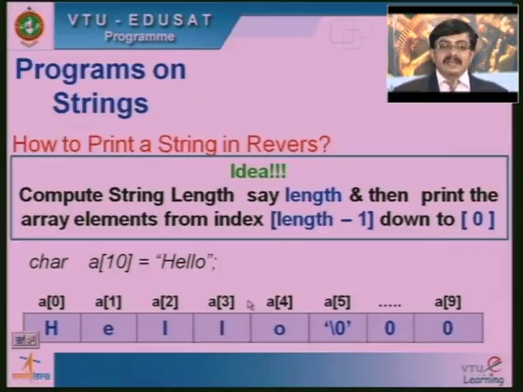Then I decrement the I value; when it becomes 3, I print L. Then again I decrement; when it becomes 2, I print L. Again I decrement; when it is 1, I print E. Again I decrement; when it becomes 0, I print H. When I decrement further, it becomes minus 1. So what we are supposed to do here? Print the characters from the index length minus 1 down to the 0th index. This is the logic of printing a string in reverse.